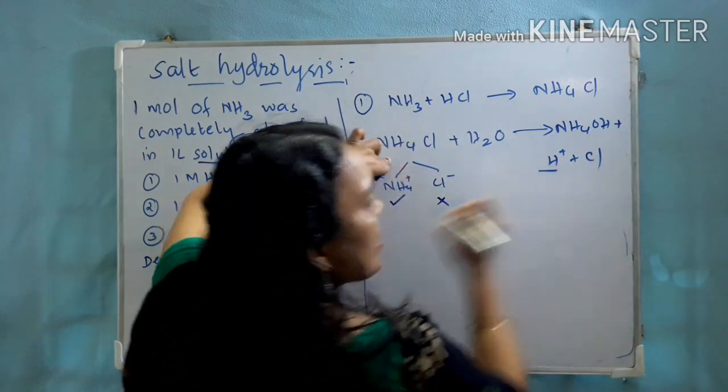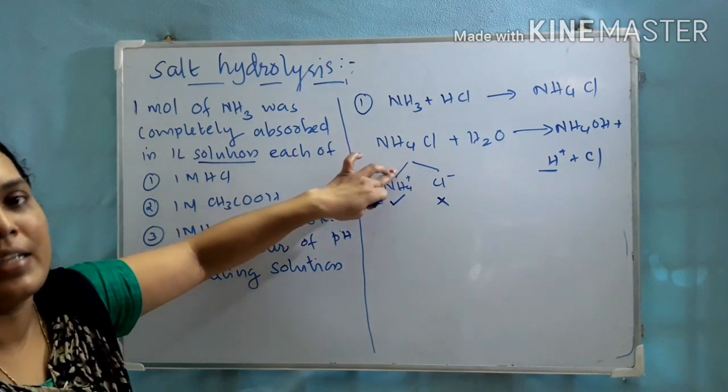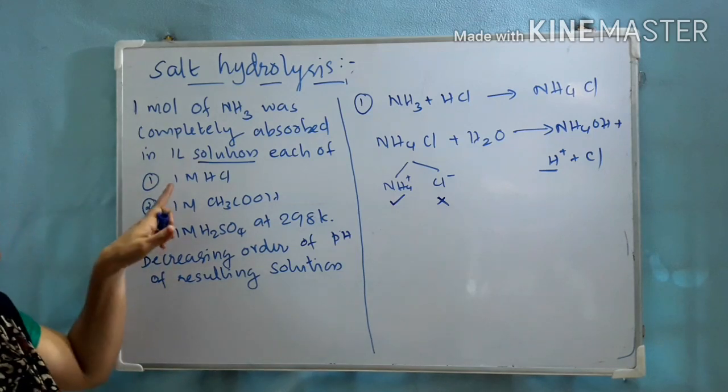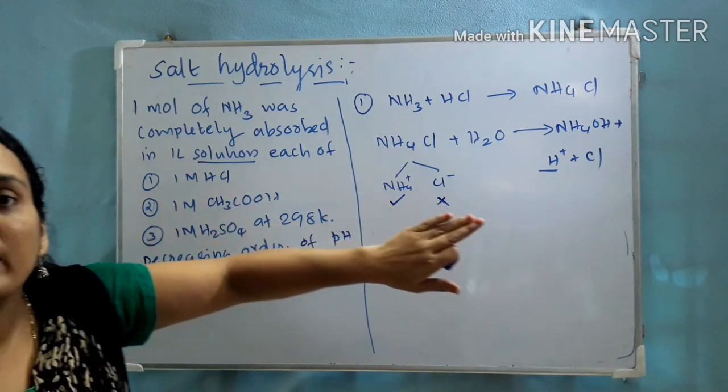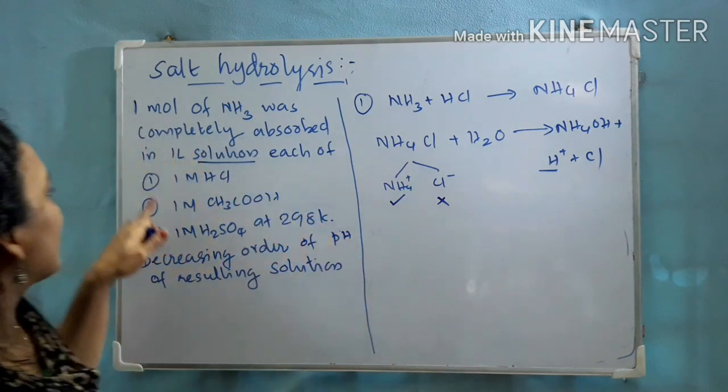So who is in excess? H plus is in excess, so the solution is acidic in nature. And what is given here? Since the solution is acidic in nature, the pH should be less than 7. So what is given here?